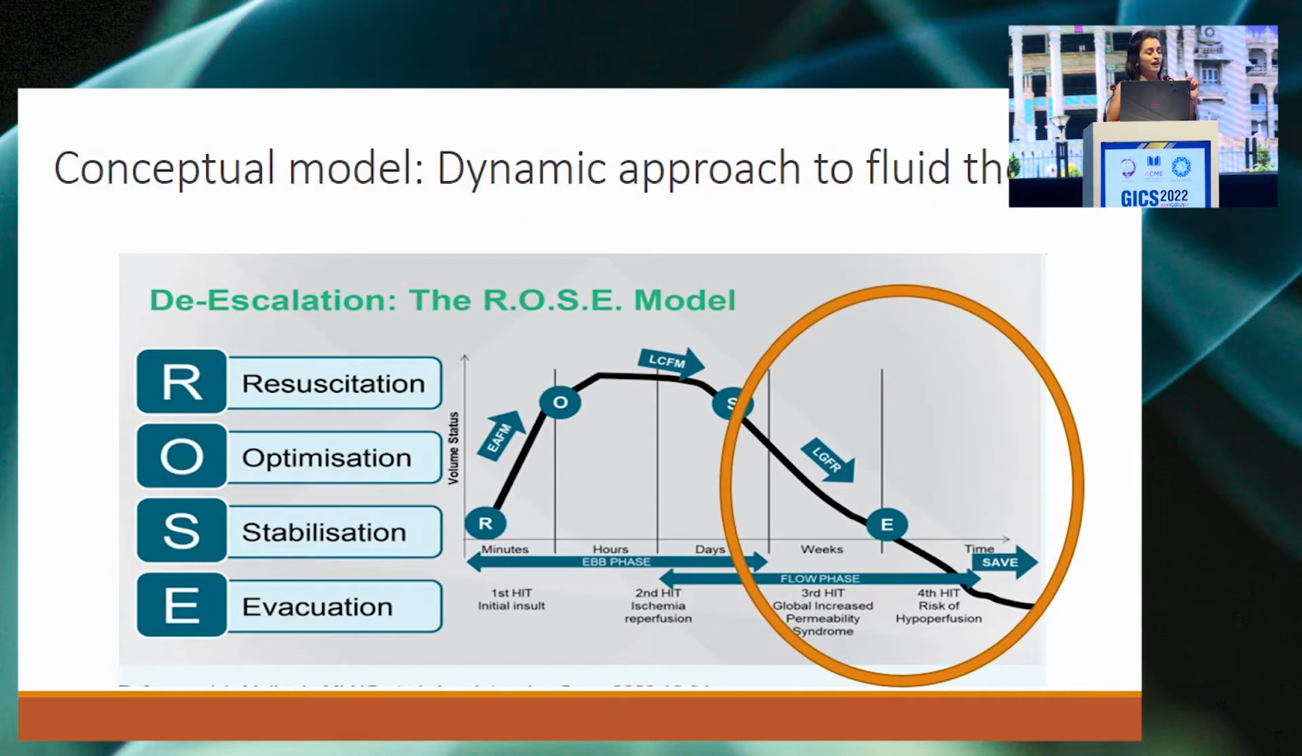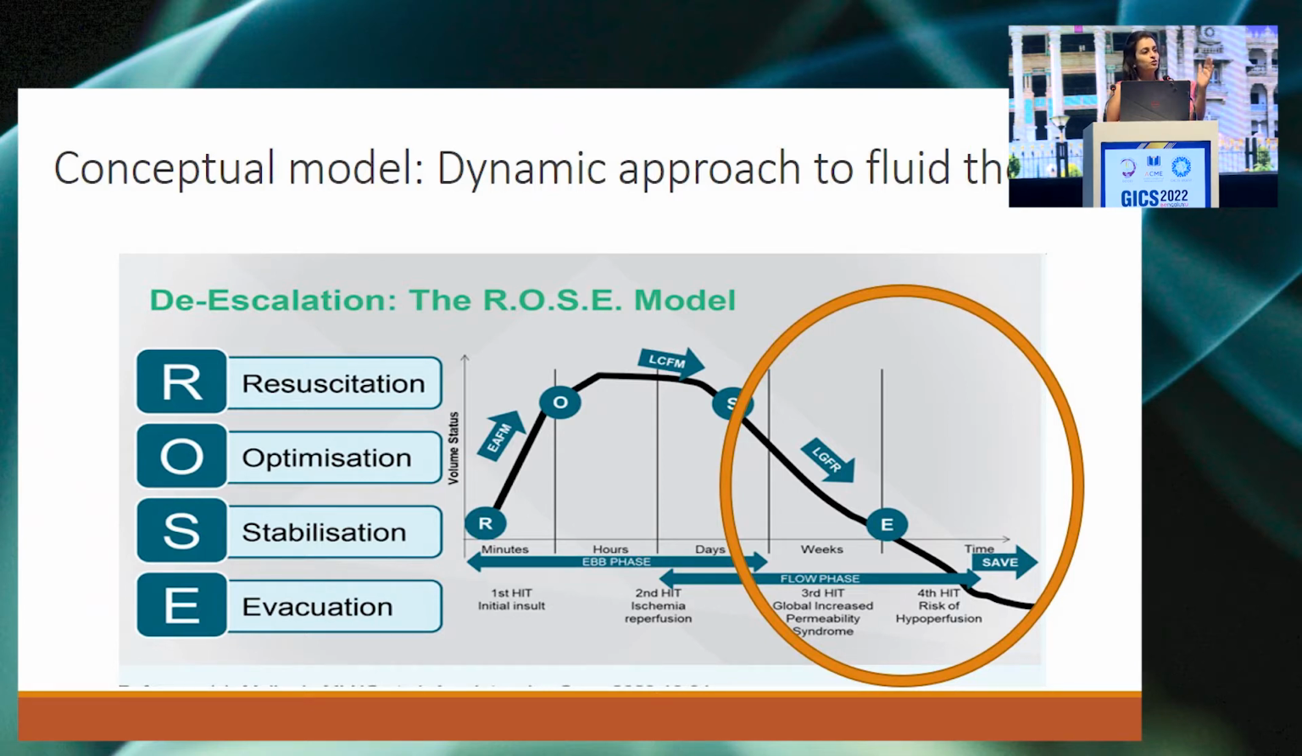This concept of the dynamics of fluid therapy was also introduced by Malbrain, and it is ROSE. R is resuscitation, as I told you, which lasts for the initial minutes or few hours. The initial insult is inflammation, where we do early goal-directed fluid management, and we try to keep the patient in a positive balance and salvage the patient.